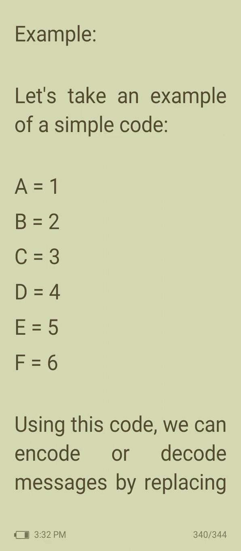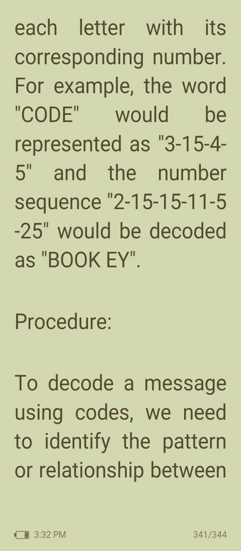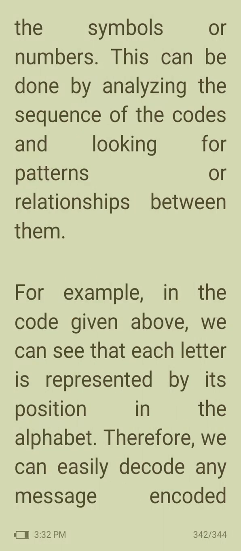A, B, C, D, E, F. A is equal to 1, B is equal to 2, C is equal to 3, and so on. Using this code, we can encode or decode messages by replacing each letter with the corresponding number. For example, the word CODE would be represented as 3, 15, 4, 5. Numbers can be decoded in the same way. To decode a message using codes, we need to identify the pattern or relationship between the symbols or numbers.